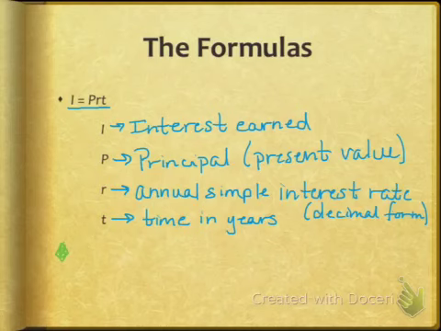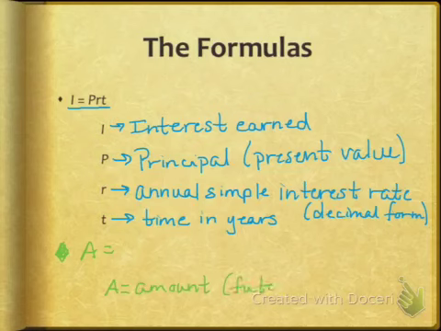So we can come up with another formula which tells us A. And A, in this case, is going to equal the amount that we end up with altogether, which is sometimes called the future value. Okay, so in order to get the overall amount, we're basically saying that we want to take the principal that we start with and then add whatever interest that we accrue.